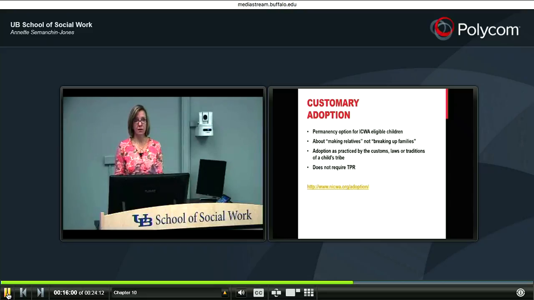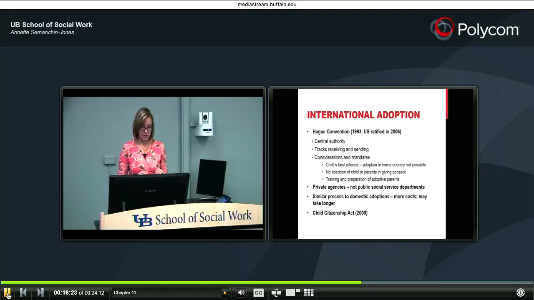So if I am the grandmother adopting my grandchild, my daughter, the mother of the child, can still be involved and does not have to have her legal rights terminated. She still has some legal right and relationship. And so that's a significant piece. There's more on this link that's also on Blackboard, so you can look at that as well.